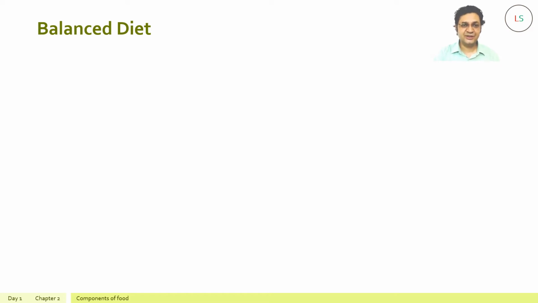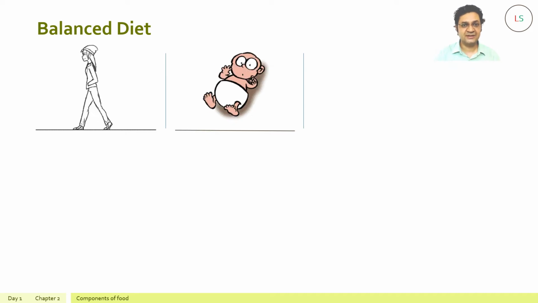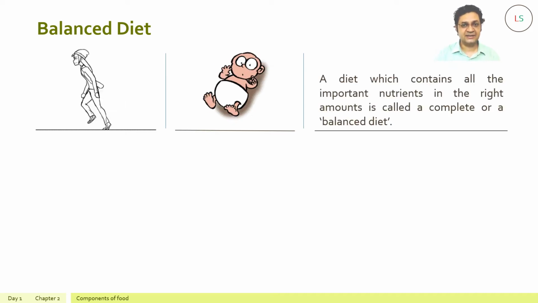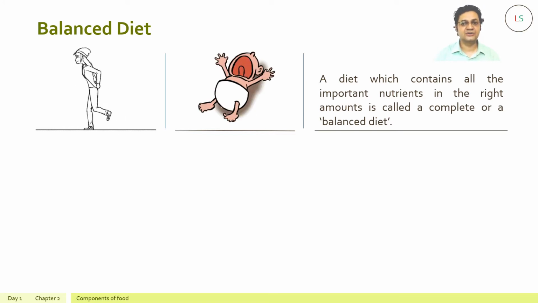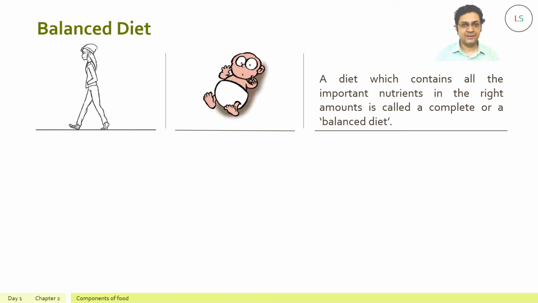Balanced diet. The food which we eat on a daily basis comprises our diet, and the dietary requirements of every individual are different. For example, an energetic person will require more carbohydrates than a growing baby who requires more proteins. Let's define balanced diet. A diet which contains all the important nutrients in the right amounts is called a complete or a balanced diet. Any diet which is lacking these nutrients will result in deficiency diseases.